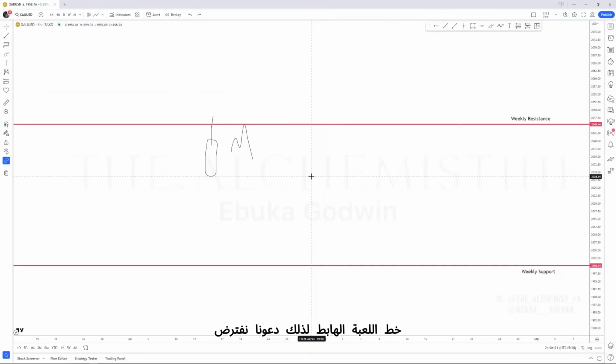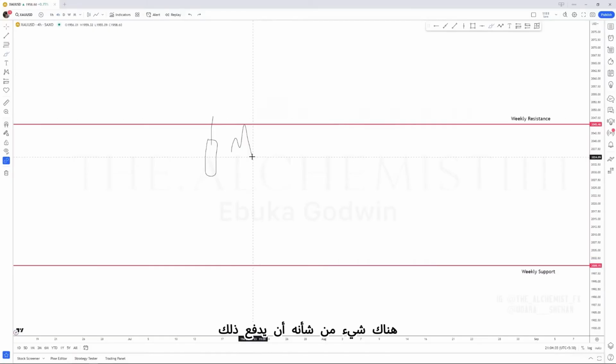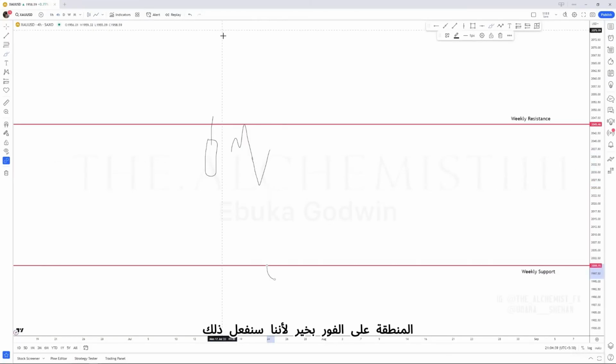So then let's assume this is your closest weekly support. Then what are you expecting? Like I told you, from the next week, you are expecting sells into these areas, right? But there is something that will stop price from moving into this area right away. Okay, because why?